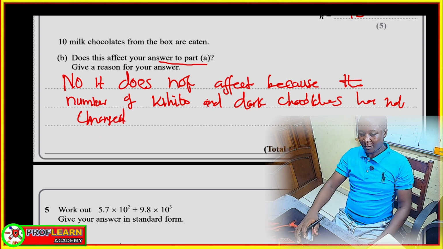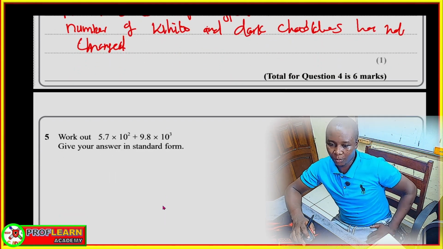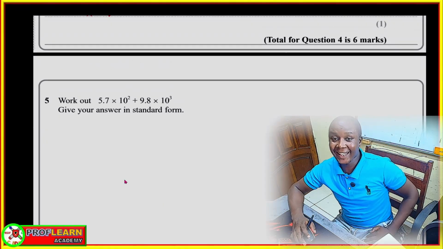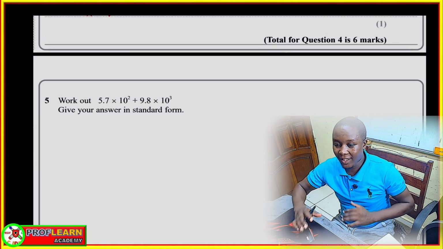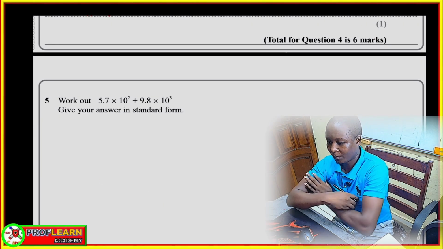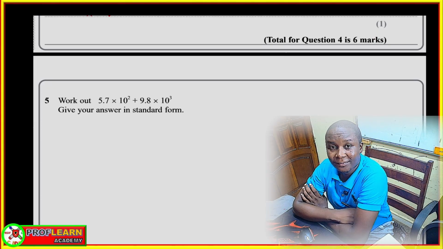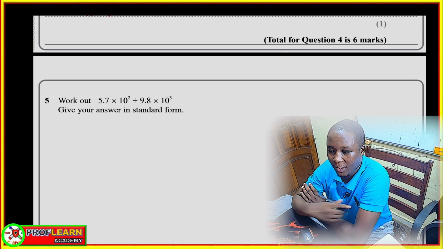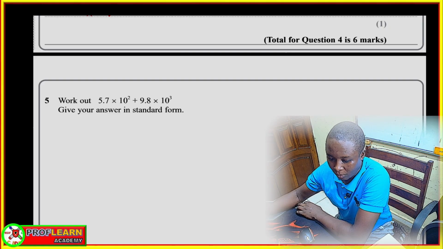Yeah, so that's basically what you are supposed to do. Work out, give your answer in standard form. If you are given a question like this, what are you supposed to do? What's the answer for this? In standard form, you are given 5.7 times 10 raised to power 2 plus 9.8 times 10 raised to power 3. Your answer in standard form.